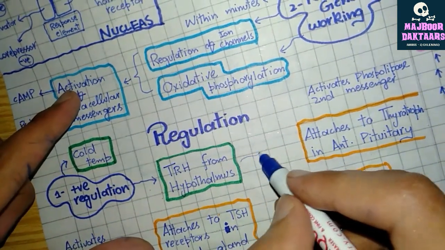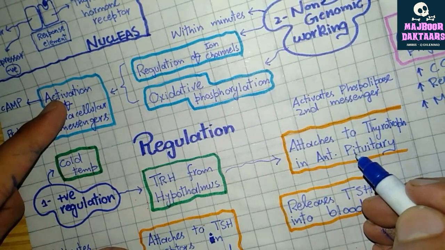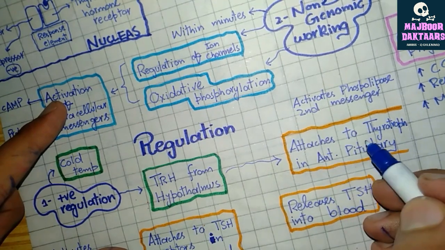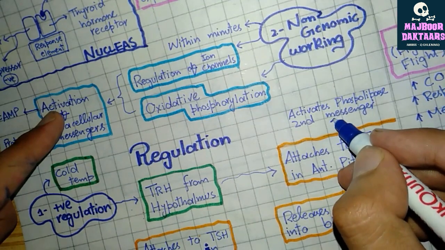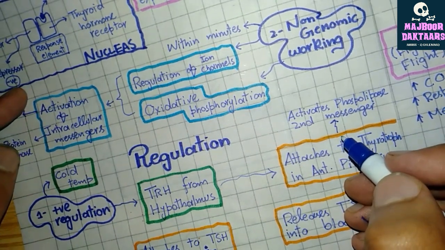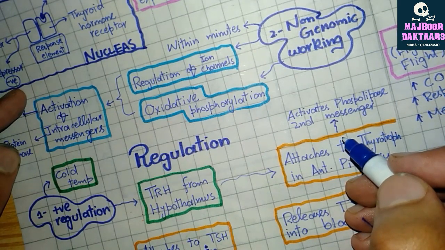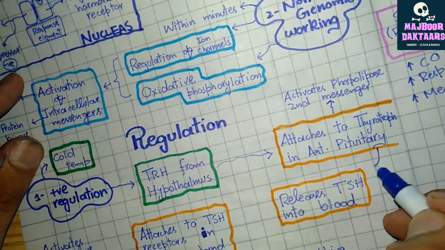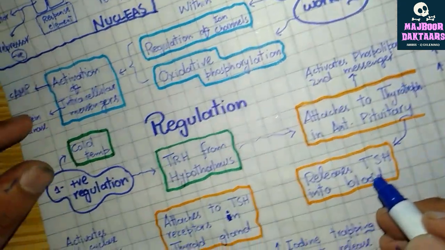This hormone attaches to the thyrotroph cells in the anterior pituitary, bypassing the hypothalamus pituitary portal system. This attachment to the thyrotroph activates the phospholipase second messenger system, which causes the activation of protein kinase phospholipase C. This phospholipase C causes a number of reactions which cause the thyrotrophs to release thyroid stimulating hormone into the blood.